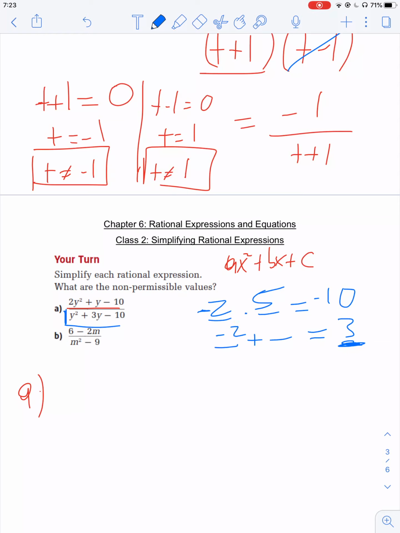Okay, so minus 2, 5. And this one is easy because my coefficient, guys, is 1. Okay, my coefficient is 1 over here. So that means that I can use my shortcut.